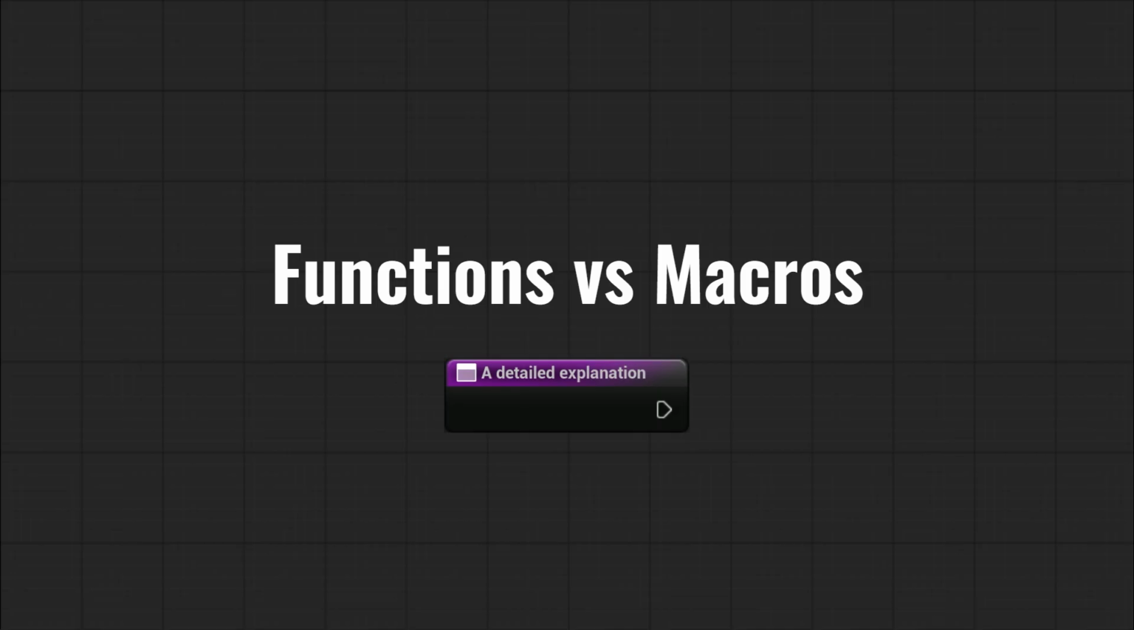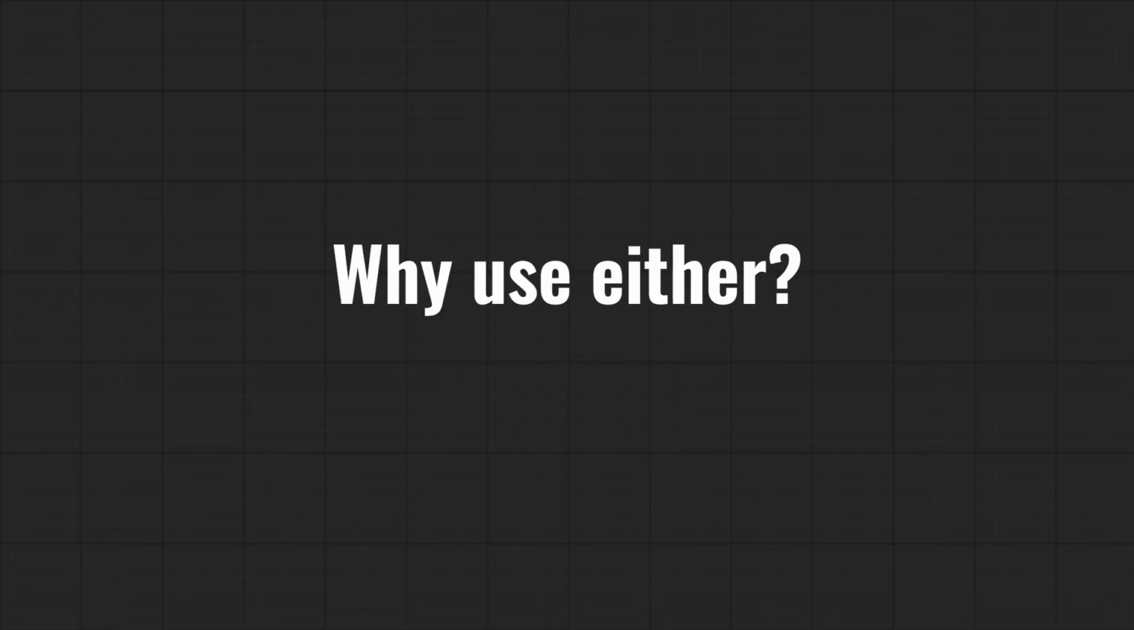But I don't see a lot of people talking about the broad differences, so I just wanted to get into that today. So first of all, why are we using functions or macros? The event graph is fantastic. Why can't we just put all of our stuff there and not even worry about this at all? Well, there's a couple of reasons.